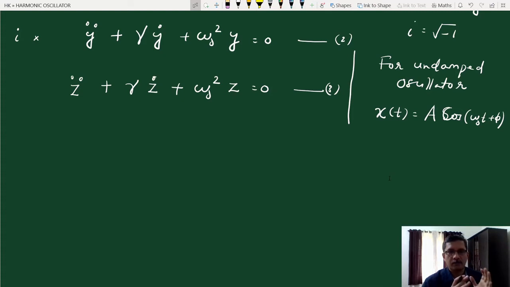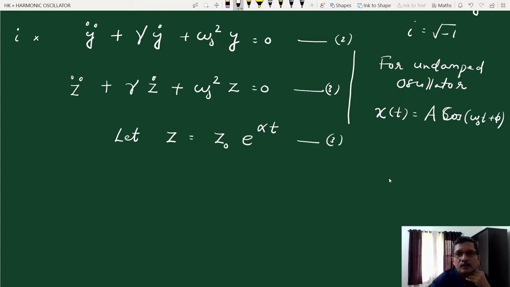we can use a trial solution, and a good choice of trial solution in this case is that z is equal to z0 e raised to alpha t, where z0 and alpha are two parameters which are independent of t, independent of time. Okay, so we use this as a trial solution. Let us substitute this in equation 3.